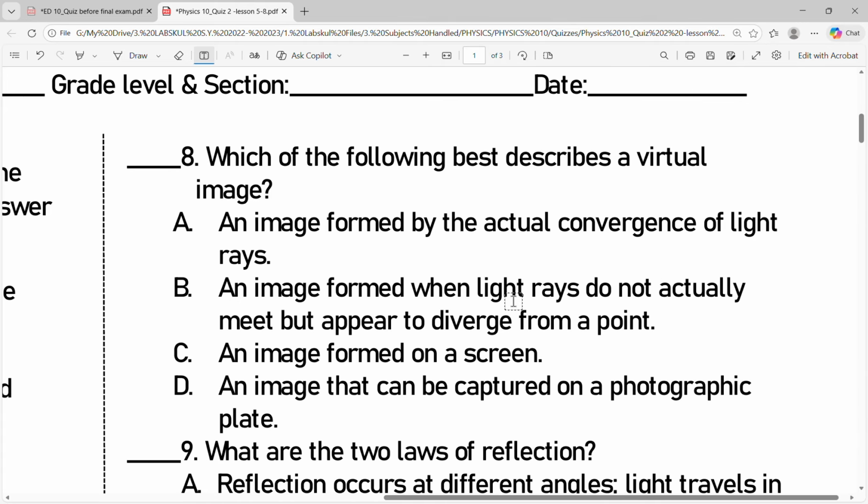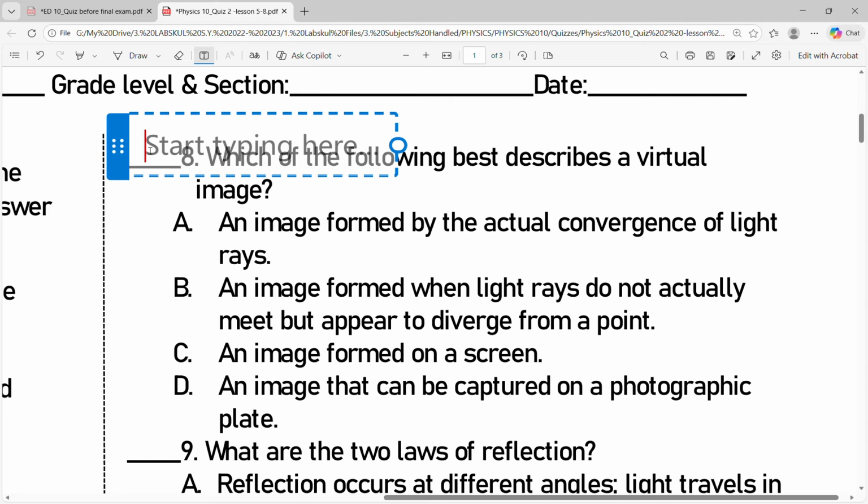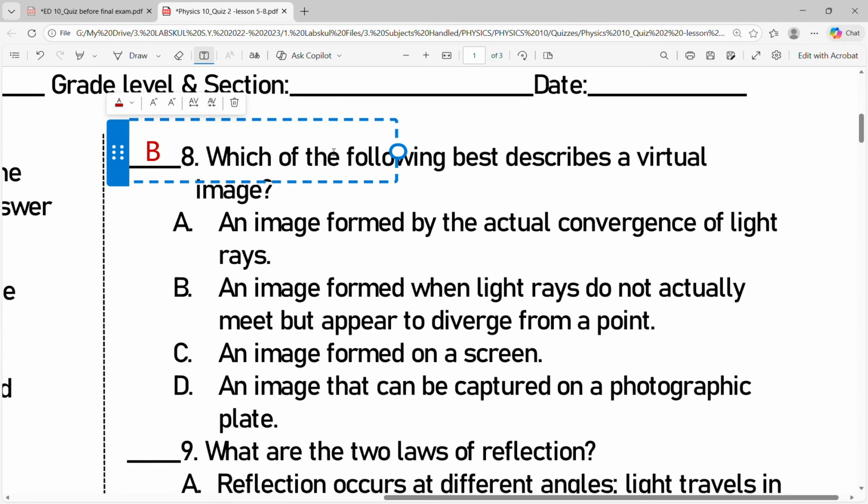Number 8, which of the following best describes a virtual image? Again, we base it on virtual image. Virtual images are usually formed when light rays do not actually meet but appear to diverge from a point. That's the reason why, if you look at the intersection of a virtual image, the line is dashed, meaning it does not actually meet there, but it appears to diverge at that point.